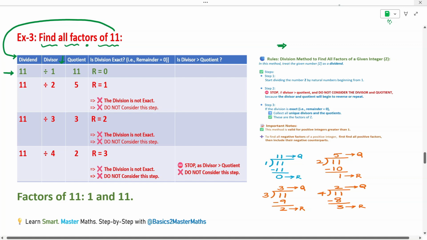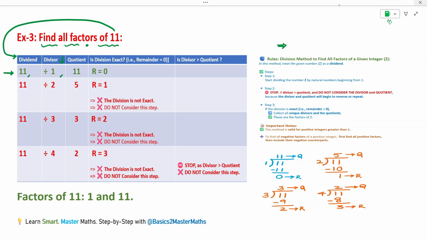Here, when we divide 11 by 1, we get 11 as the quotient and 0 as the remainder. In this case, the divisor is 1, which is not greater than the quotient 11. So, continue to the next step.